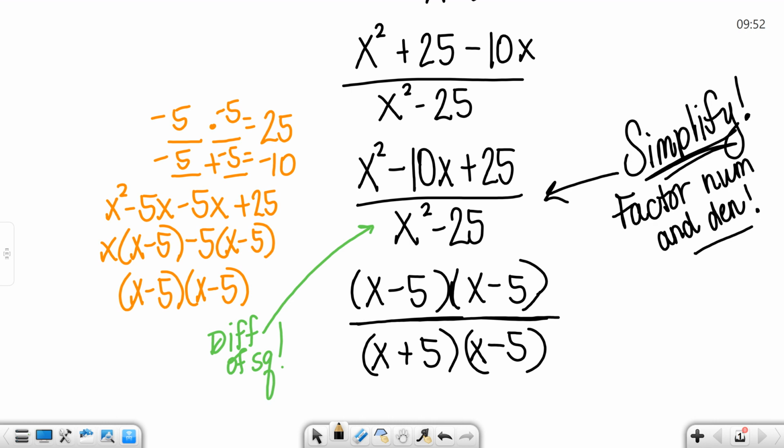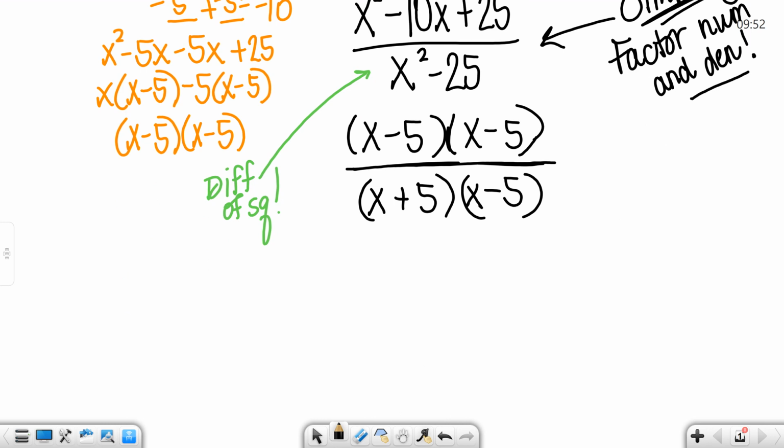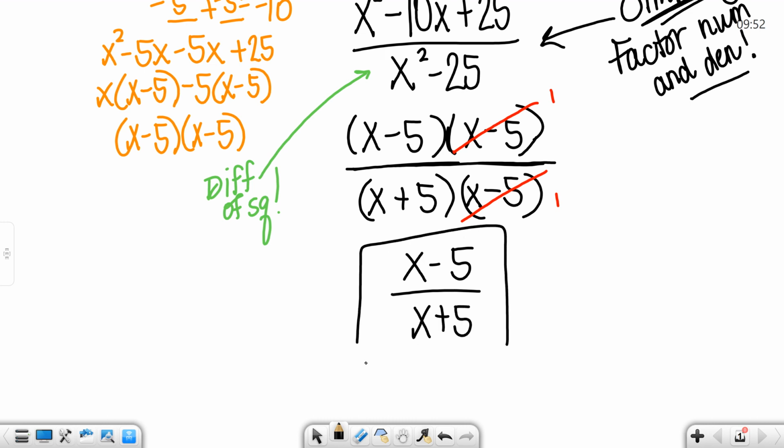So, have we simplified? Okay, not quite. Really all we've done right now is factored. We haven't actually simplified until we divide out any common factors. So I have an x minus 5 in the numerator and an x minus 5 in the denominator. Okay, those divide out to give me 1. So my solution would be x minus 5 divided by x plus 5. That is as simplified as it gets.